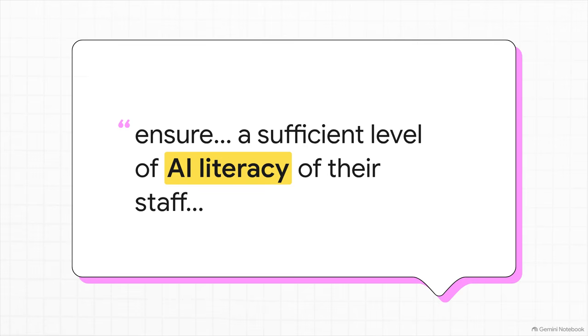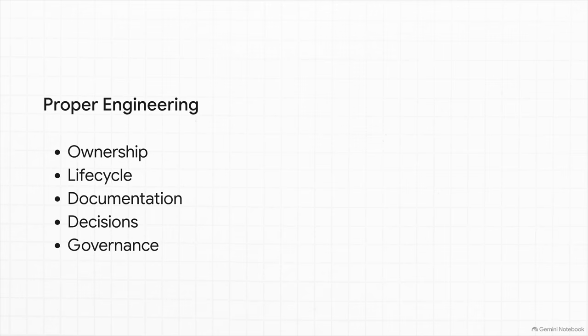But here's the critical reframe we need to talk about. Roughly 90% of what regulators are actually asking for has absolutely nothing to do with AI models themselves. What they're really asking for is proper software engineering. We're talking about ownership, lifecycle management, solid documentation, decisions with a recorded rationale, and governance backed by actual evidence. This is the true load-bearing structure of AI literacy.